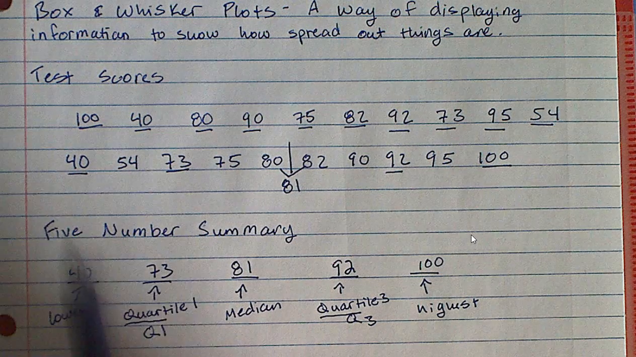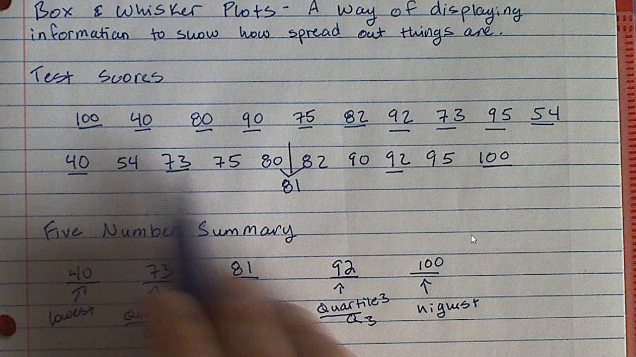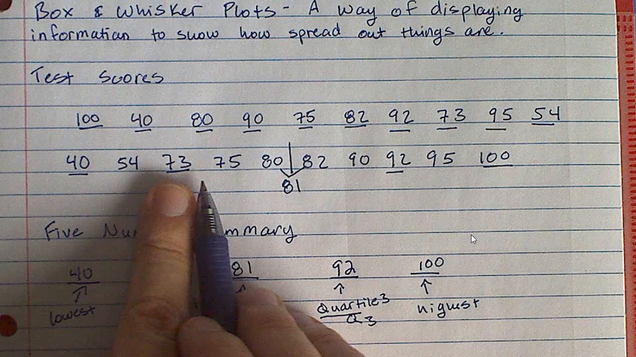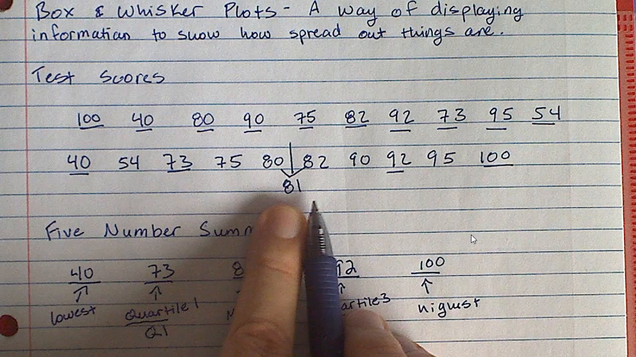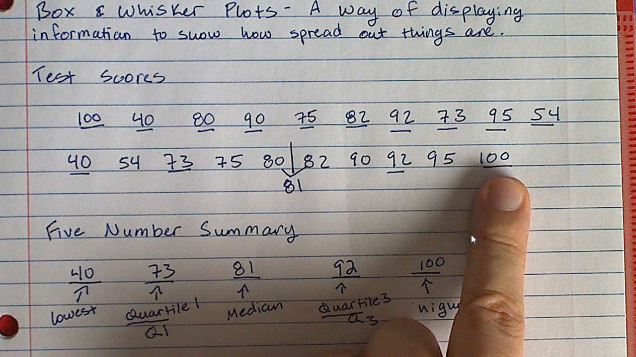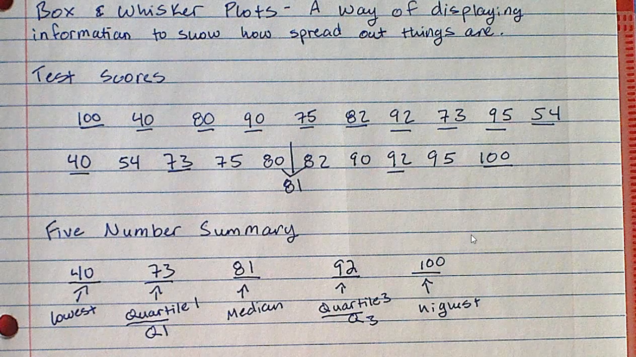So this is the lowest number. This number here is 1/4 of the way up. This is half the way up. This is 3/4 of the way up. And then this is all of the way up. Kinda, sorta? Yes, no, maybe so?